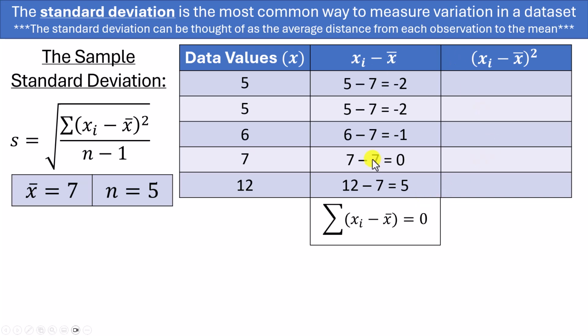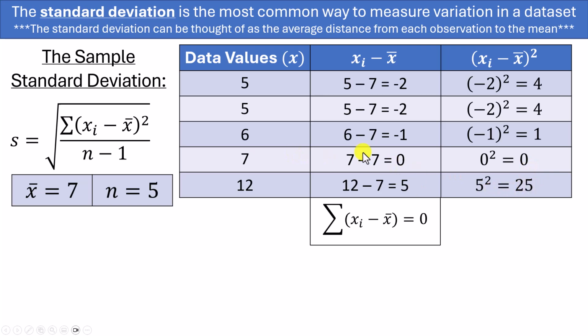Next, we can take each of these values and square them. Be very careful though. If we have any negative values, we'll want to type these in parentheses first to make sure that we have the correct order of operations on our calculator. Negative 2 squared is the same thing as negative 2 times negative 2, which is equal to 4. Negative 2 squared again is equal to 4 again. Negative 1 squared is equal to 1. 0 squared is just equal to 0. And 5 squared is equal to 25.